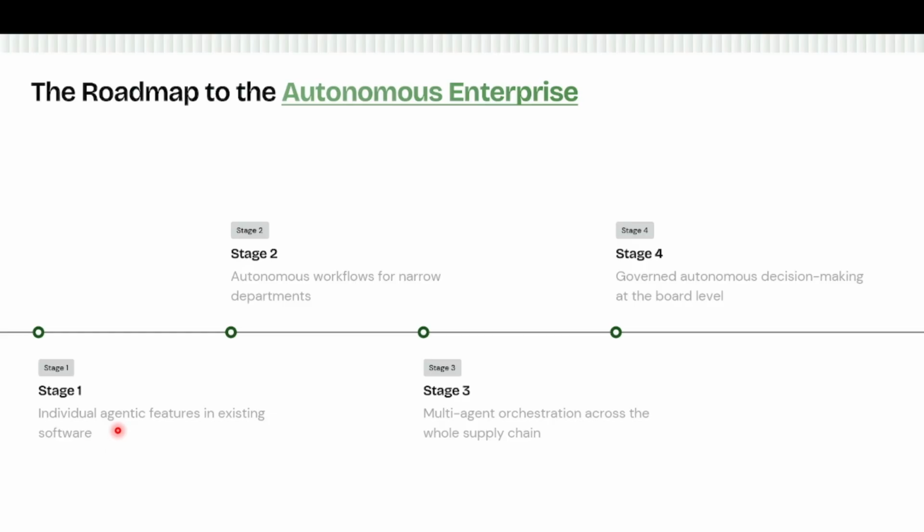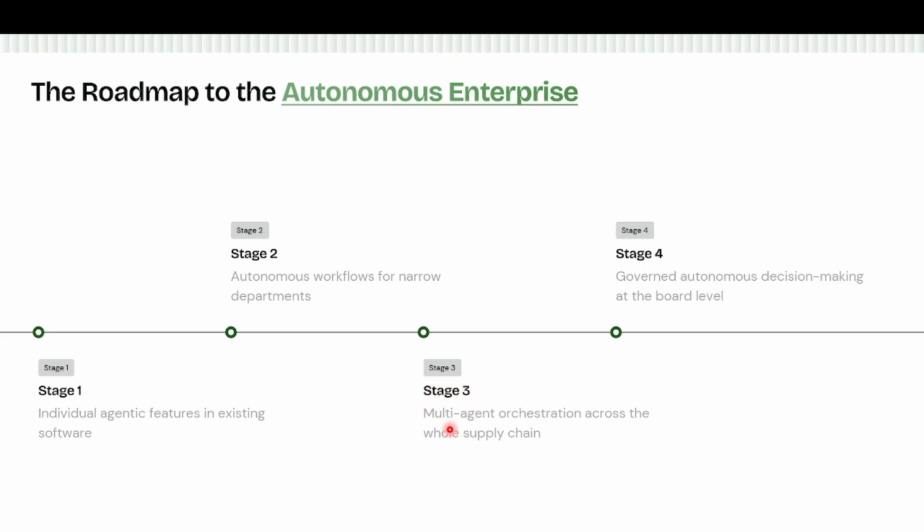Stage one of designing an autonomous enterprise: individual agentic features in existing software. There must be an individual agent in existing software or software applications. Stage two: autonomous workflow for narrow departments. All departments will have their own autonomous workflow, from departmental managers to departmental workers. They have their own agent. Even support has its own agent. Security teams, every individual has their own agent.